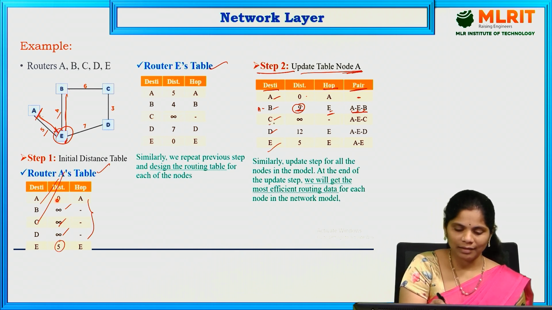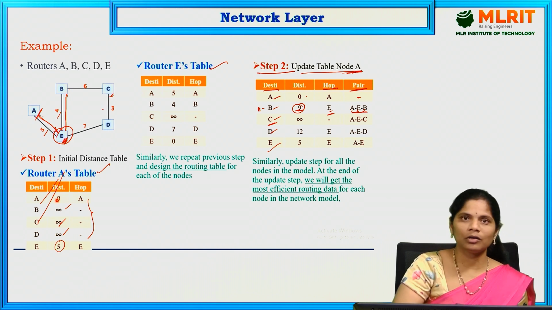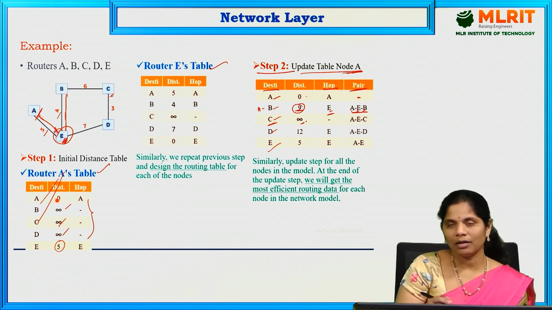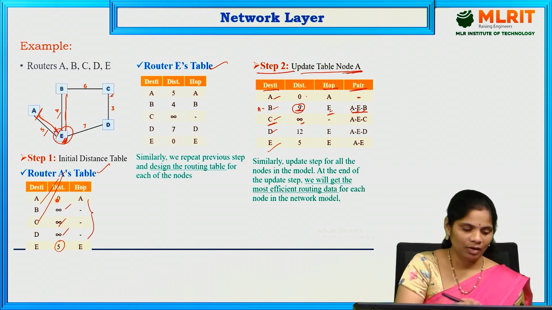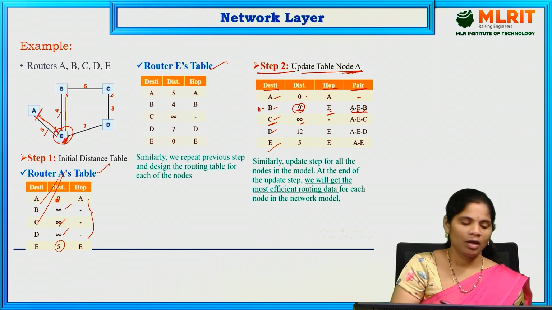And next one is A to C. For A to C, the direct link is not there. The neighboring node is only E, and E is also not connected to C. That's why we are writing here it is infinity. Means we don't know till now. Even after reaching E, we don't know the connection from A to C.